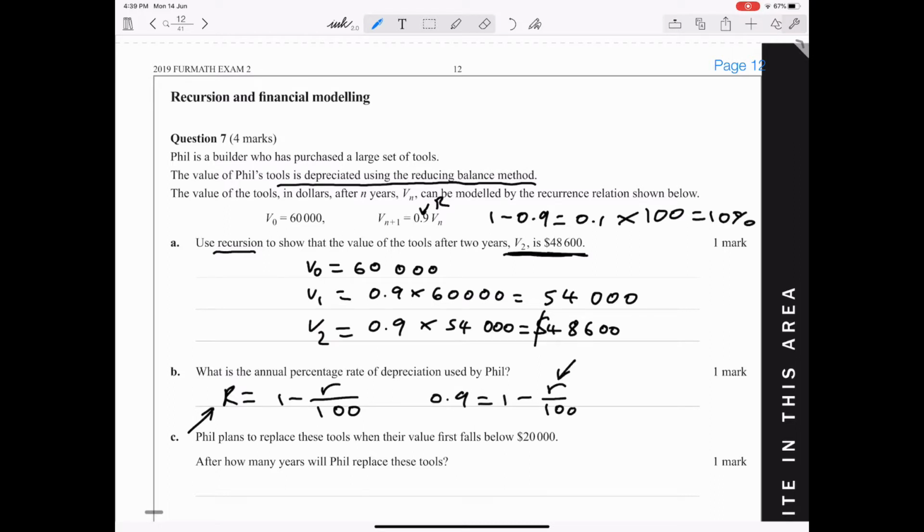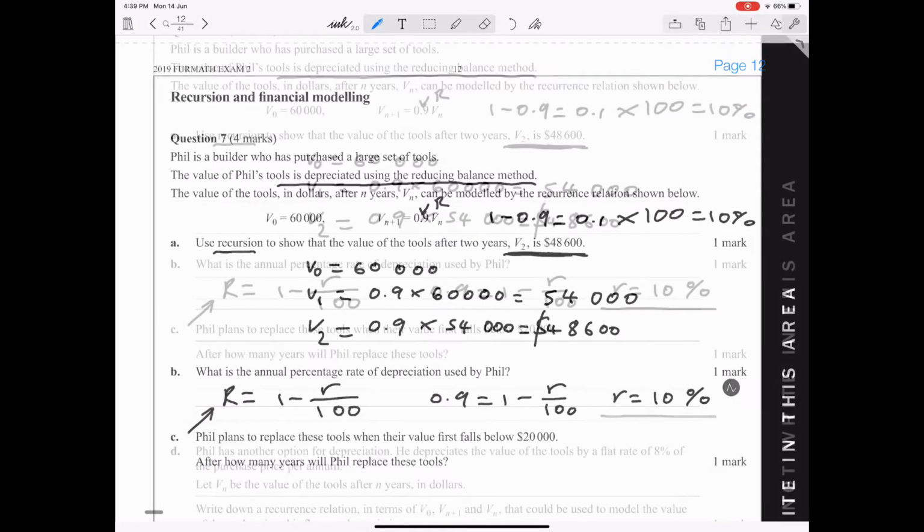The value of R over here is representative of the annual percentage rate of depreciation. So if you solve for R on your calculator, you'll get R equals 10, which is representative of the percentage rate of depreciation. So therefore, the annual percentage rate of depreciation used by Phil is 10%.